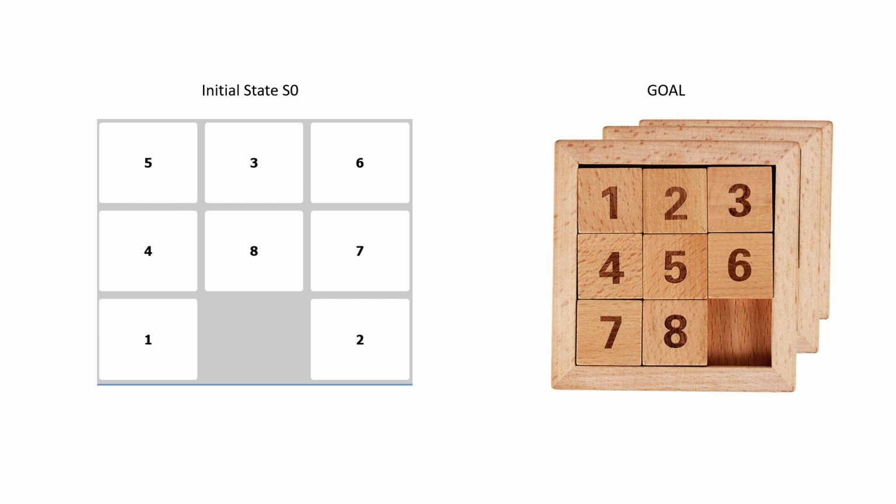To make it more concrete, let's take an example. Here is our initial configuration of the 8-number puzzle. The goal is to find the shortest solution to reach the goal configuration, which is 1, 2, 3, 4, 5, 6, 7, 8, and blank space.